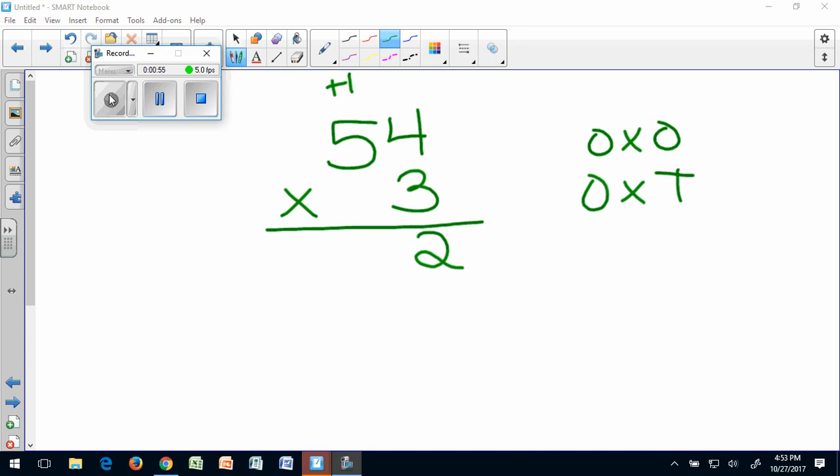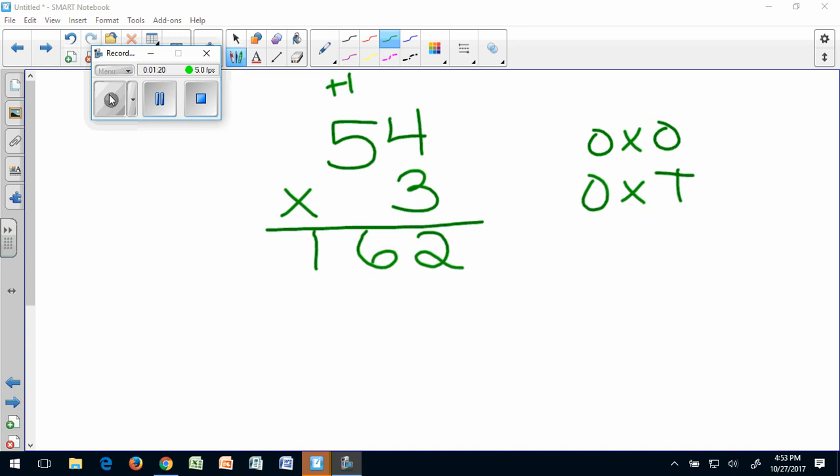We need to do the same thing that we did with regrouping, only now we're also going to be going to the hundreds place. So I know that my 6 goes in my tens place, and I don't have a number to carry the 1 to in my hundreds, so I'm just going to place it in my answer for the hundreds place.